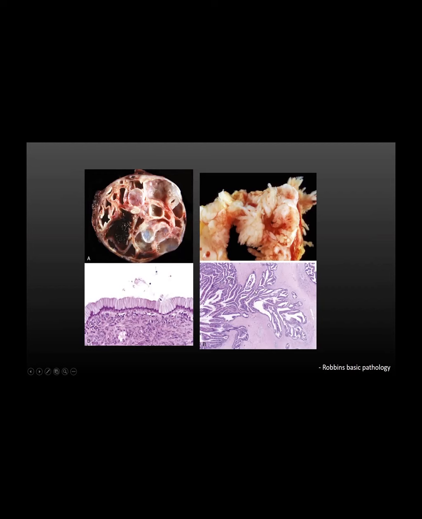And in this one, it's extensive IPMN, but it's all growing in the ducts. So invasive adenocarcinoma is when we see malignant cells, these purple cells, that get into this pink stroma. And that's when they say that it's an invasive adenocarcinoma.